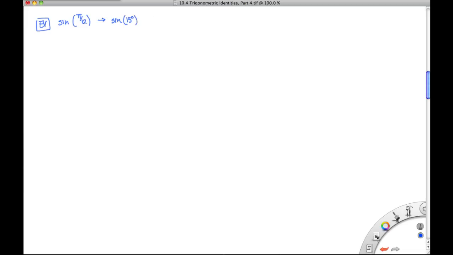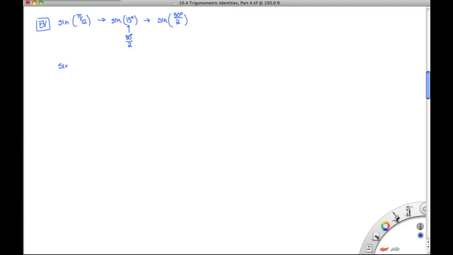Yeah, it is, because we can look at 15 degrees and say that 15 degrees is the same as 30 degrees divided by 2. So we're going to write this as the sine of 30 degrees divided by 2. And this is what we're going to use our half angle identity for. So let's go ahead. I'm just going to move this down here.